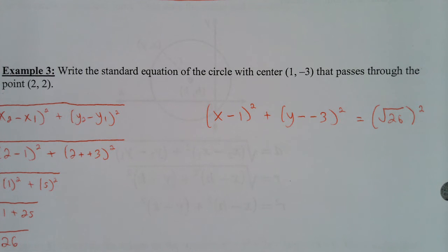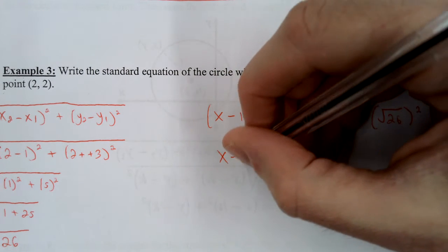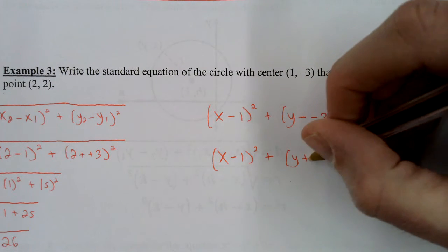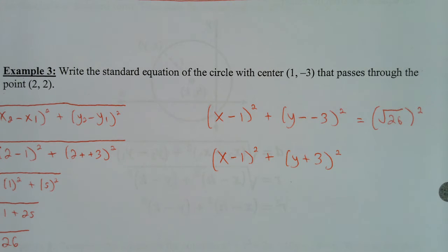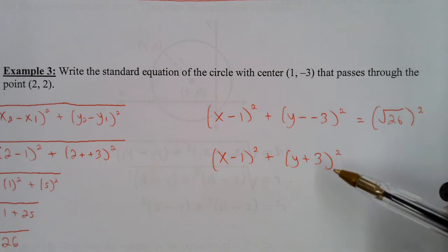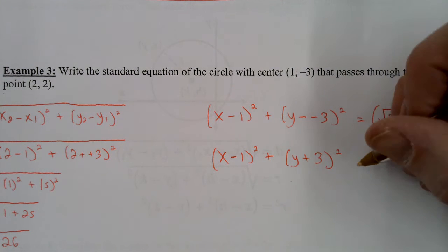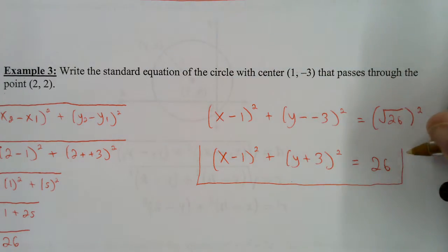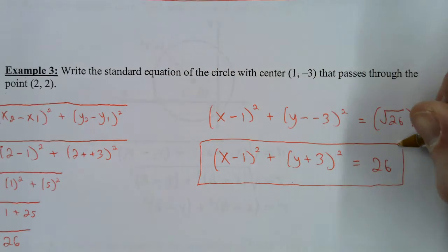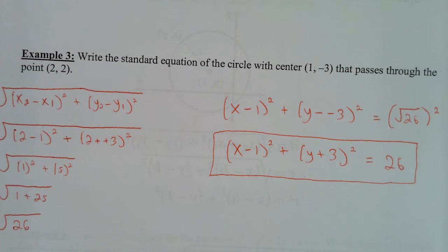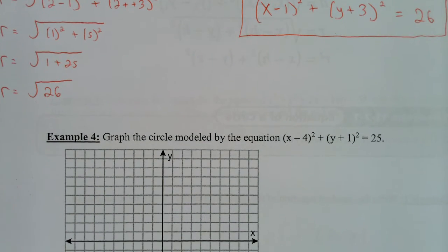Let's clean that up. X minus 1 squared is good. Let's make that y plus 3 squared. So again, opposite signs. You can just go to that right away if you want. 1, so -1, -3, so positive 3. And the square root of 26 squared is 26. All right. Next example.